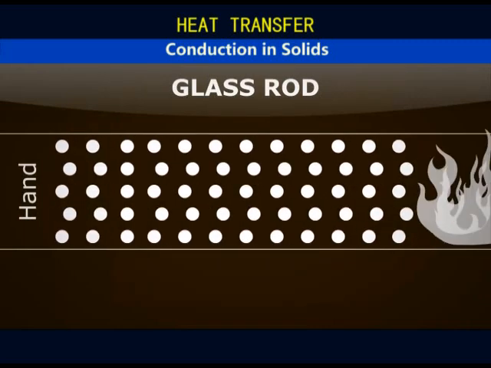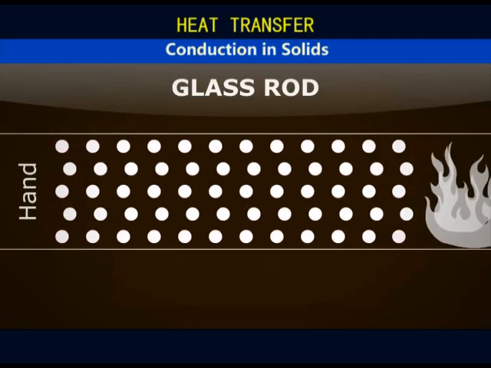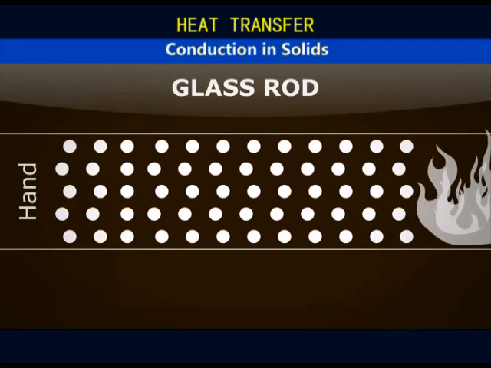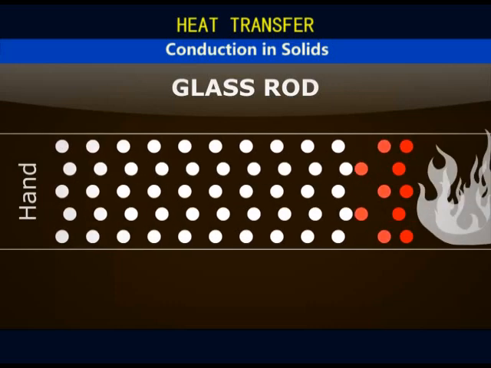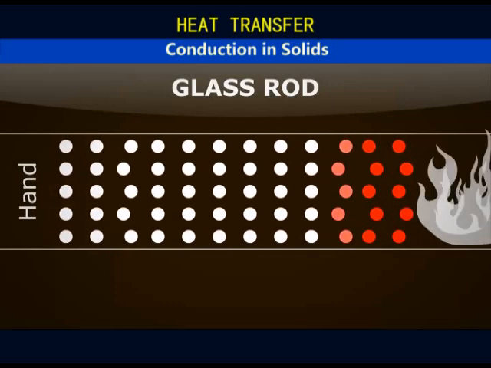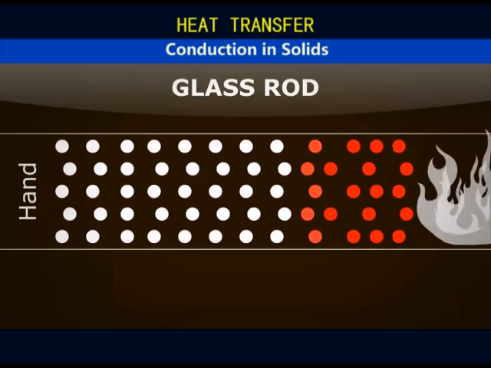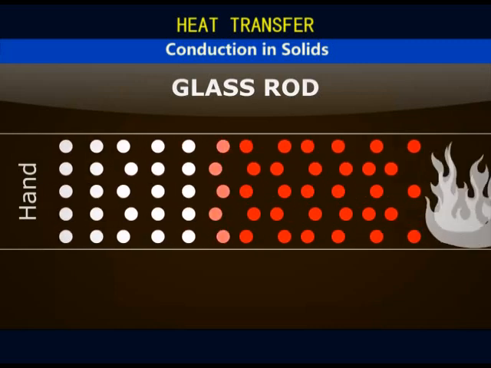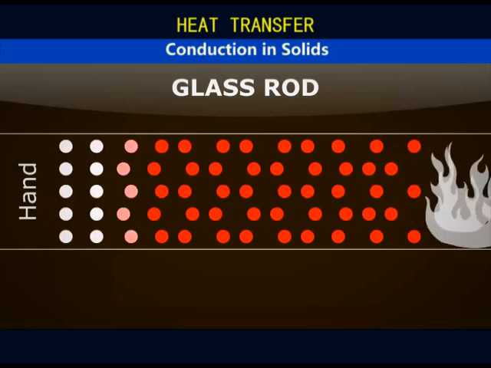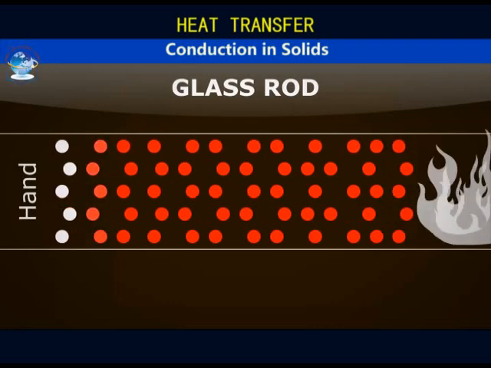Glass is a typical solid in the way it conducts. The particles by the fire start to gain heat from it and they vibrate much more vigorously. They collide with particles next to them, passing on the energy, and slowly along the rod, each atom vibrates more vigorously, passing on heat to the next one through collisions. This progresses slowly through the glass.